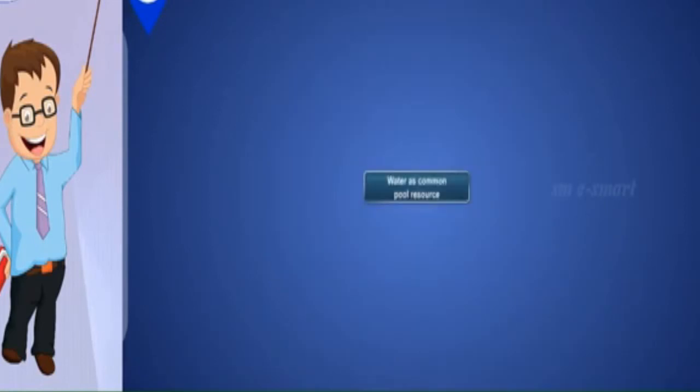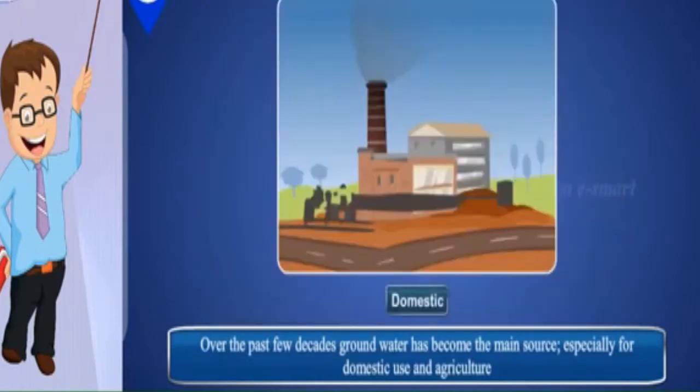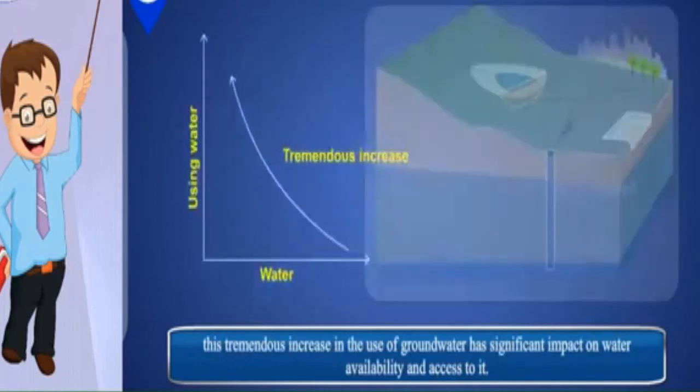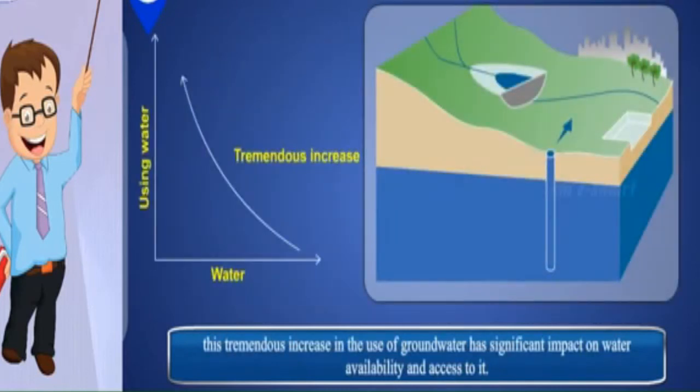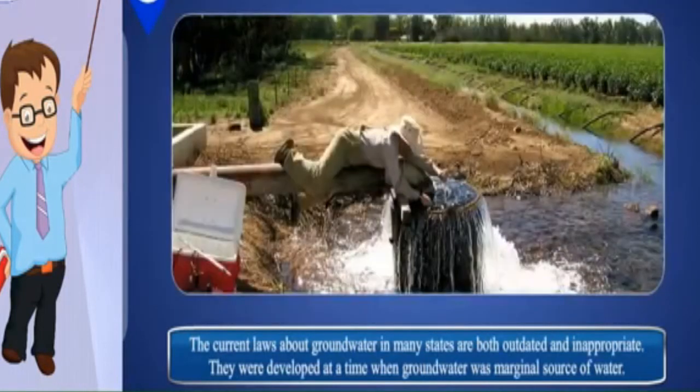Water as a common pool resource. Over the past few decades, groundwater has become the main source, especially for domestic use and agriculture. This tremendous increase in the use of groundwater has significant impact on water availability and access to it. The current laws about groundwater in many states are both outdated and inappropriate. They were developed at a time when groundwater was a marginal source of water.